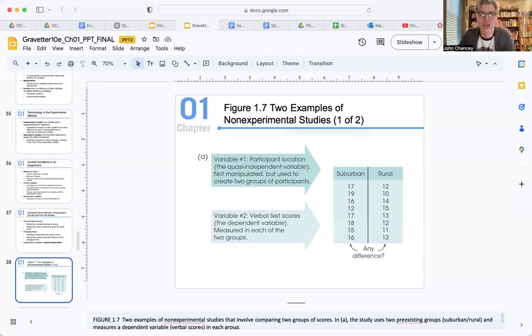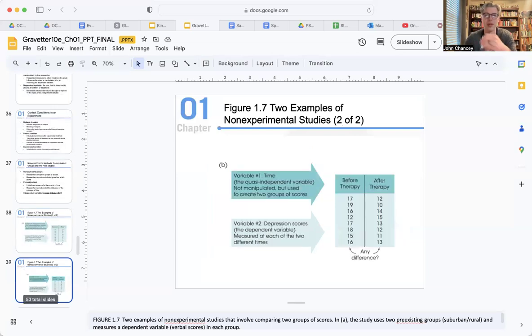So here are two examples of non-experimental studies. You have variable one, participants' location. It's a quasi-independent variable. It's not manipulated. People can't necessarily choose if they're at location X or location Y. And then we have variable two, which is our verbal test scores. We're trying to compare, does living in a suburban area or rural area make any difference in terms of your verbal test scores? But you can't manipulate and say, I know you live in the suburban environment, but we want you to go live in a rural environment and vice versa. You just take participants where they are in this case.